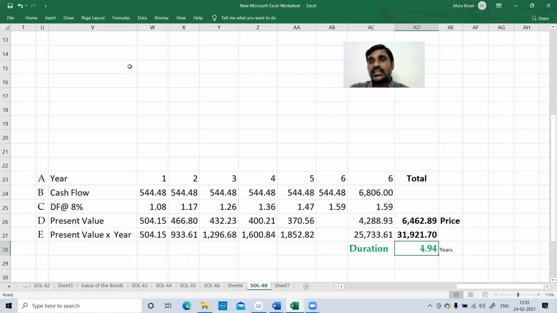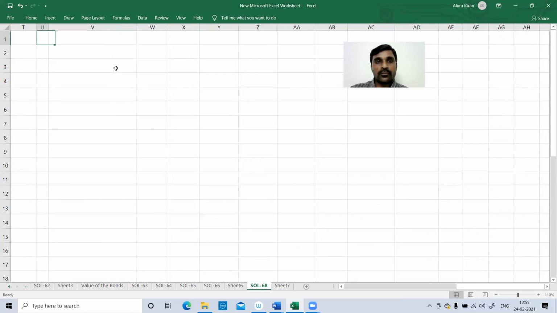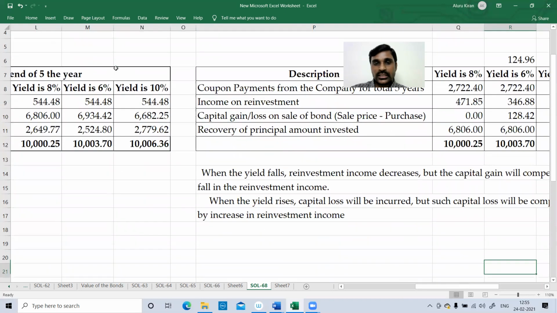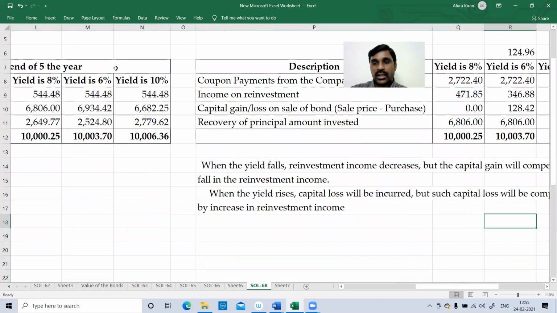This immunization is happening because the duration of the bond is 5 years and the investor's required holding period is also 5 years. That is why immunization is happening. That is when immunization will work out. So this is called immunization.